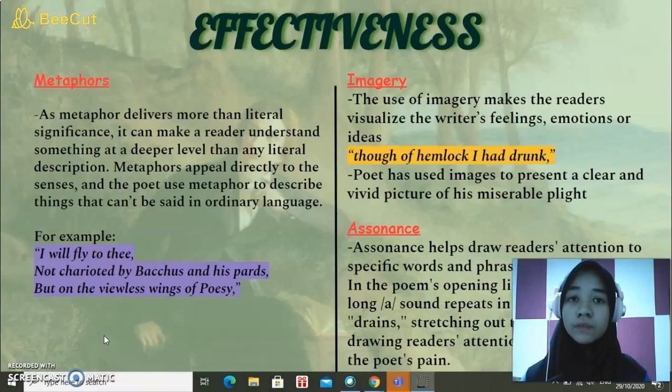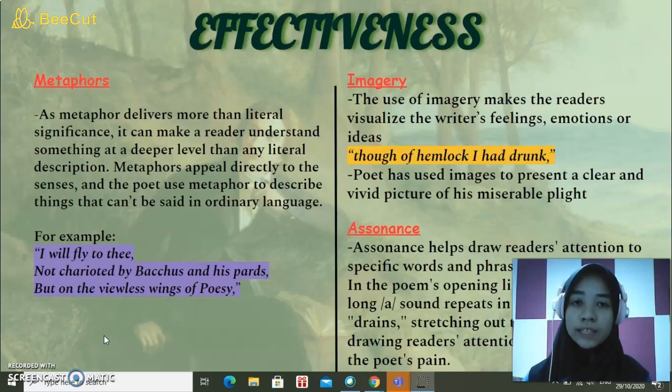Now I will explain about the effectiveness of the figurative language that I have explained before. As for the effectiveness of metaphor, as metaphor delivers more than literal significance, it can make a reader understand something at a deeper level than any literal description. Metaphors appeal directly to the senses, and the poet used metaphor to describe things that can't be said in ordinary language. For example, "I will fly to thee, not charioted by Bacchus and his pards, but on the viewless wings of Poesy."